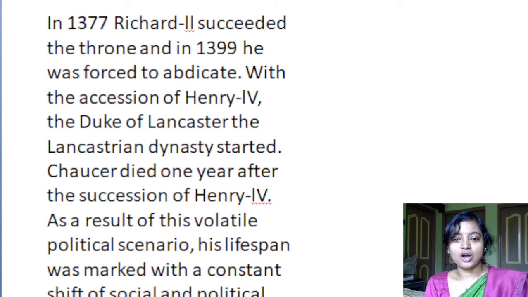As a result of this volatile political scenario, his lifespan was marked with a constant shift of social and political trajectory. At first, Edward III, then Richard II, and then Henry IV. These three kingships and the social and political change during these kingships also affected Chaucer's life and career.